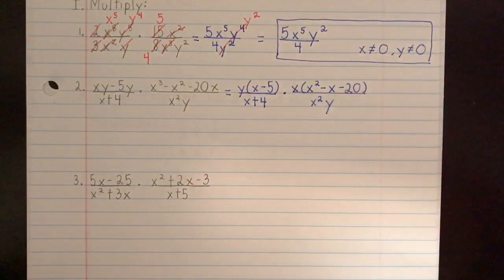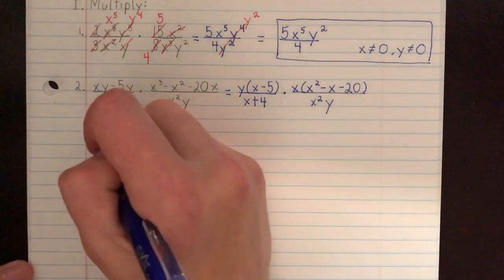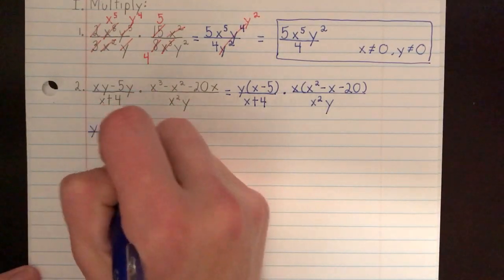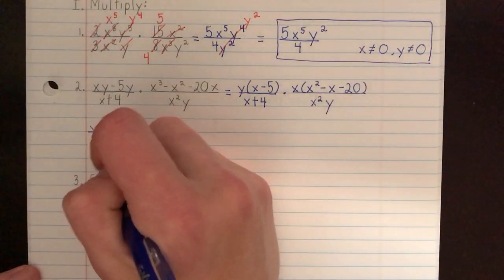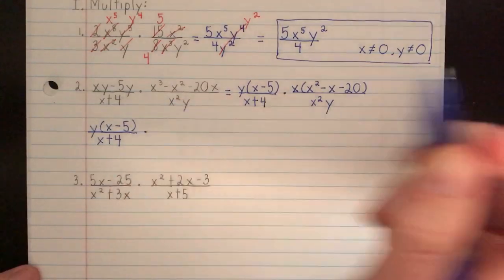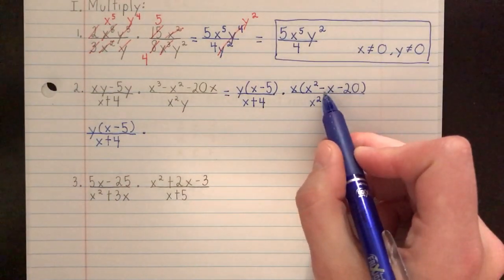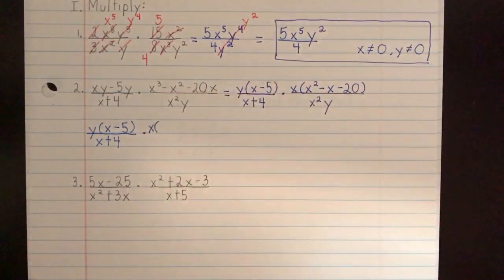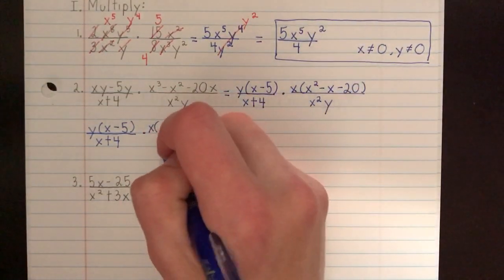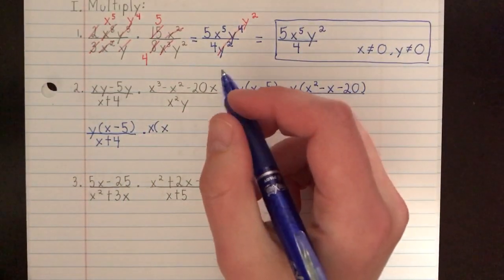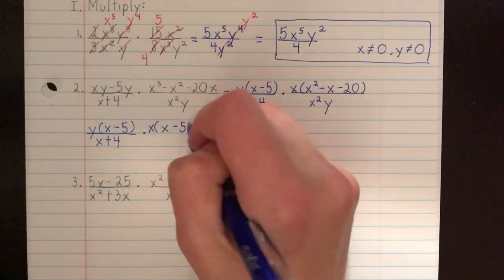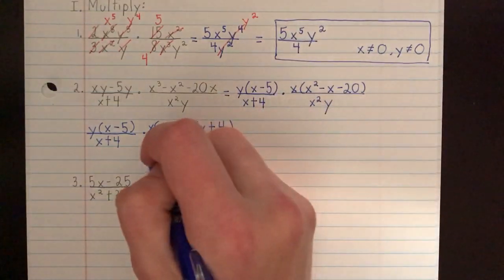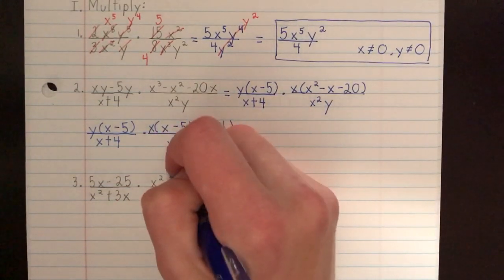This trinomial inside can likely be factored further, so we're going to go ahead and rewrite everything else. Okay, and then numbers that multiply to negative 20 but add to negative 1. That is possible. Oh, don't forget my GCF of x out in front. So that would be x minus 5, x plus 4, over x squared y.